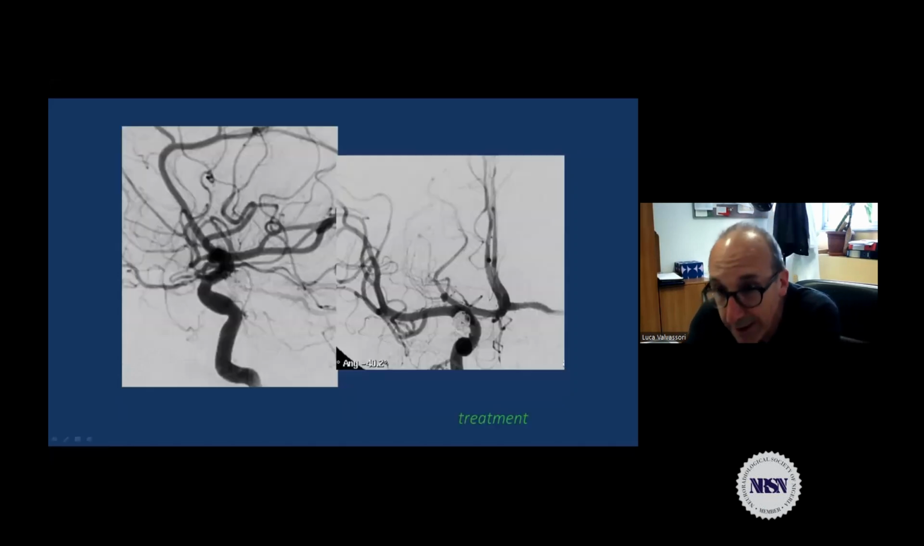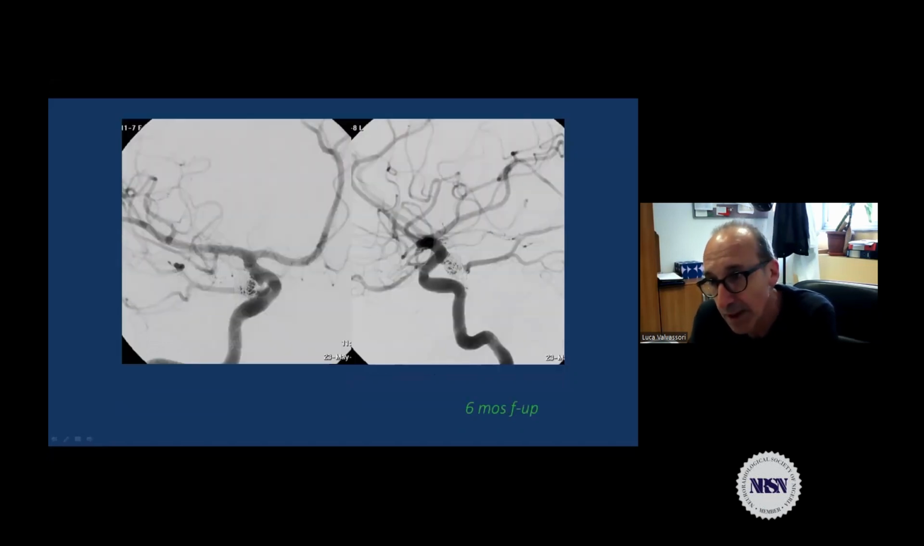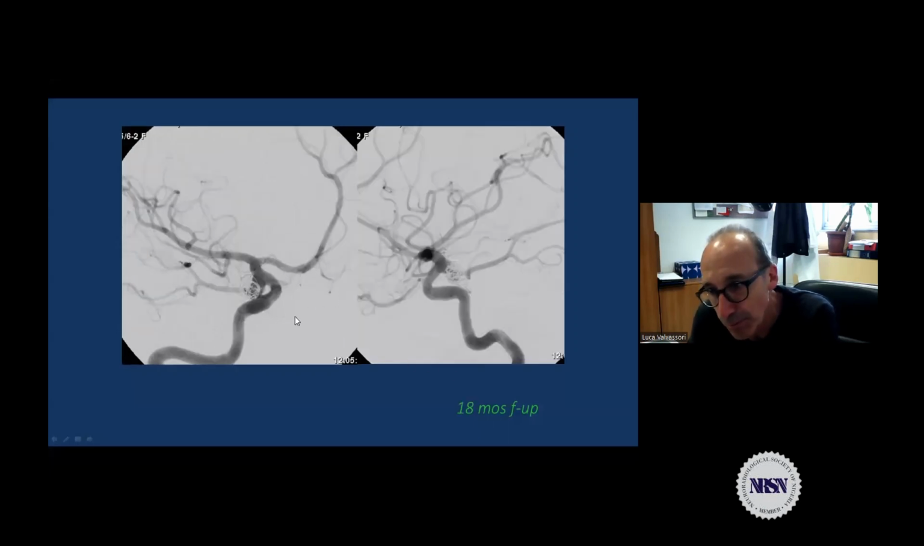So we go quickly and we do more or less the same. As you can see, this was years ago. Same platinum coils inside the sac. 6 months follow-up, there's a kind of perfusion of the proximal part of the aneurysm. And this is 1.5 years after. The recanalization is a little bit more evident.